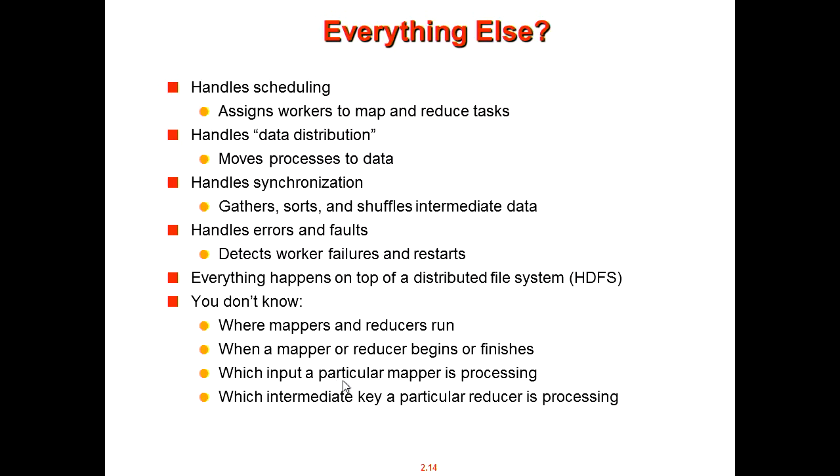You also don't know which input a particular mapper is processing. You just know that some map function is invoked for a given piece of record. And you don't know which intermediate key a particular reducer is processing. You just know that this key will be sent to some reducer, but which one, you don't need to care about. You don't need to care about all the system level details. What you need to focus on is just what the map function should do and what the reduce function should do. So you can see that a big data problem is now much, much easier.